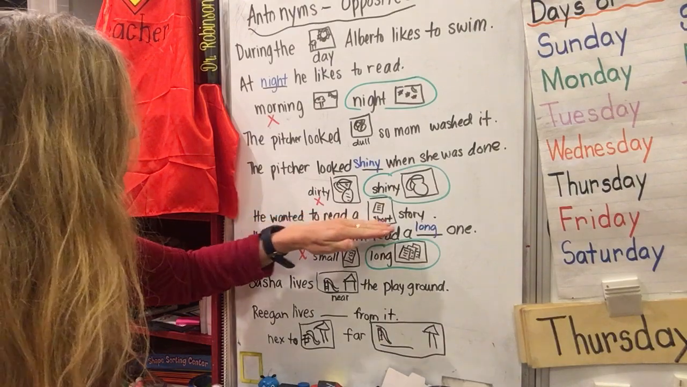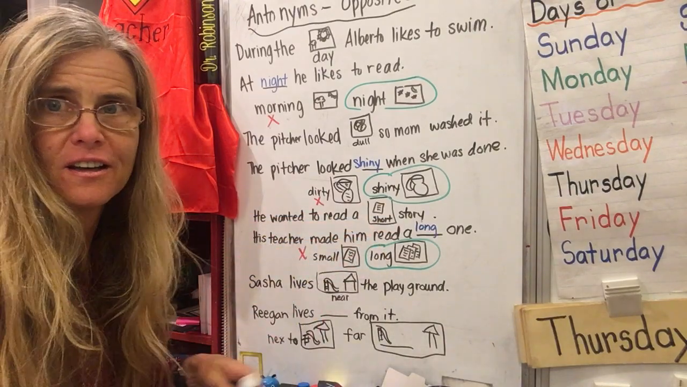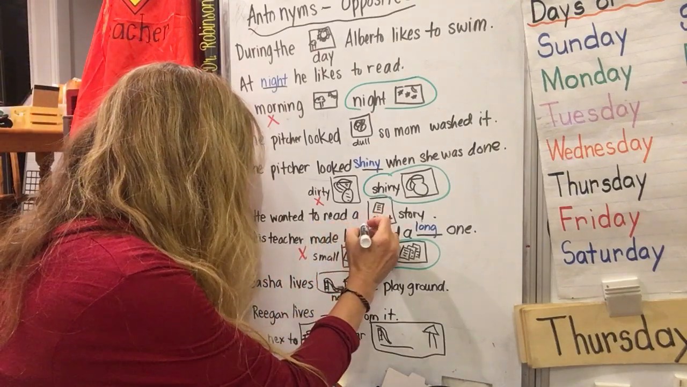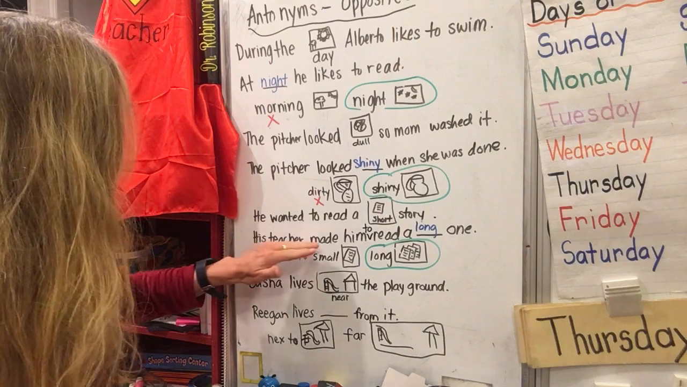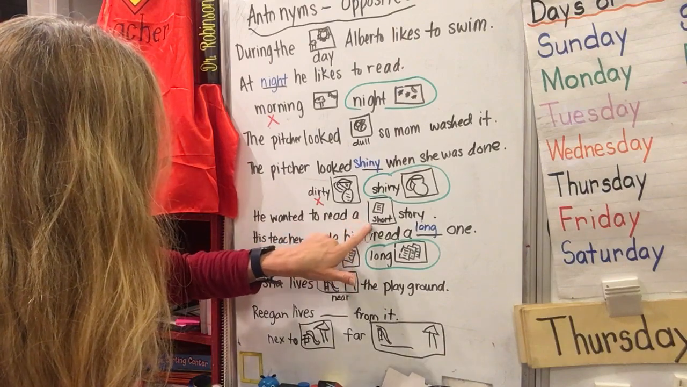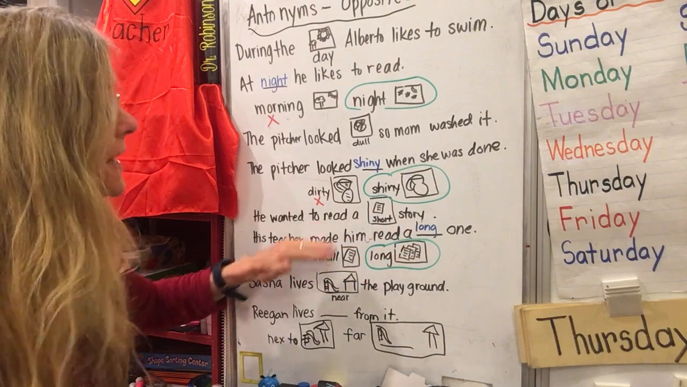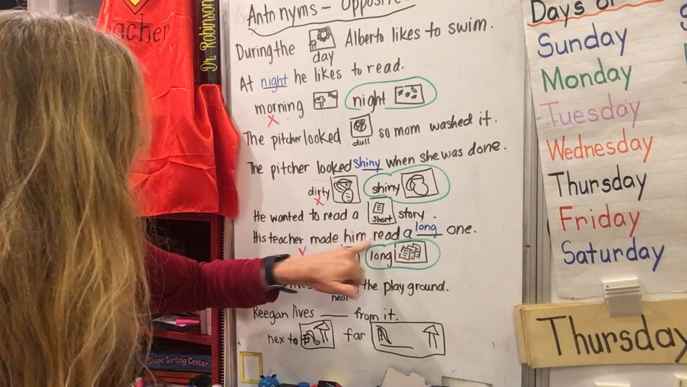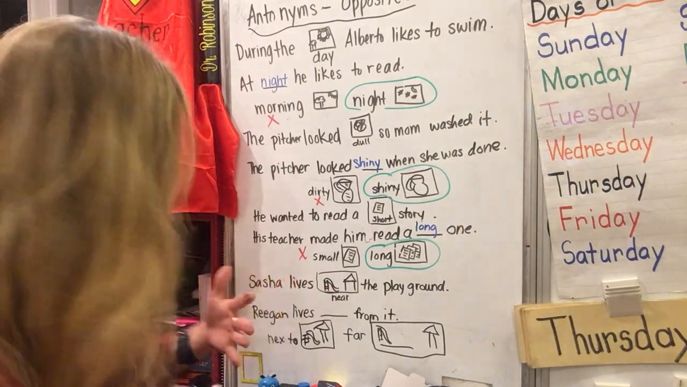He wanted to read a short story. His teacher made him read a long one. Wait, I was thinking wanted. His teacher wanted him to read a long one. See, I wasn't paying attention, then I made it my own sentence. Well, I'm a teacher, I can do that sort of thing.